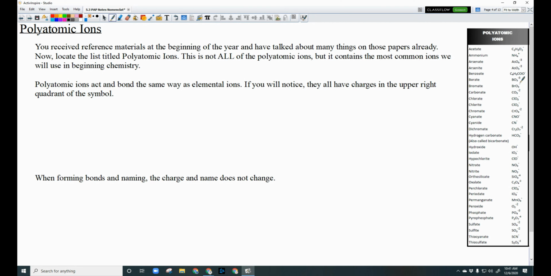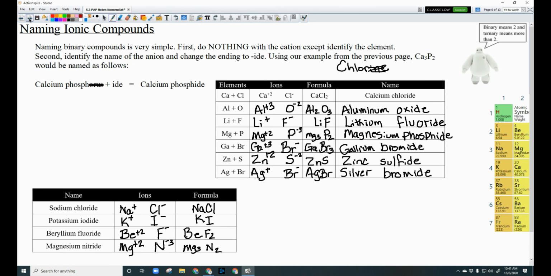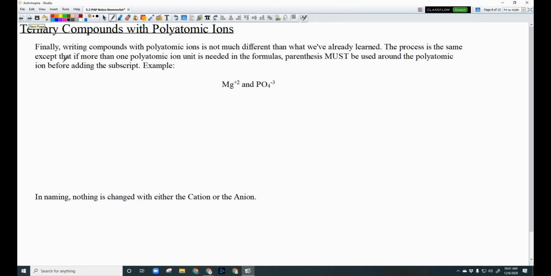Okay, so this you're always going to have available to you. I'll give you one of these anytime we take a test or a quiz. There's no need for you to memorize this list. No need whatsoever. So writing compounds with polyatomic ions is not that much different than what we've already learned. The process is exactly the same. You have to look at the charges, and if the charges don't equal out to 0, then you still swap and drop. There's just one little added feature here, and I'm going to show you what it is and it will make sense when you look at this.